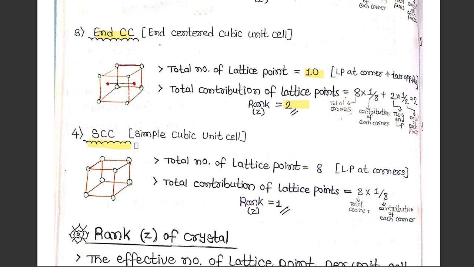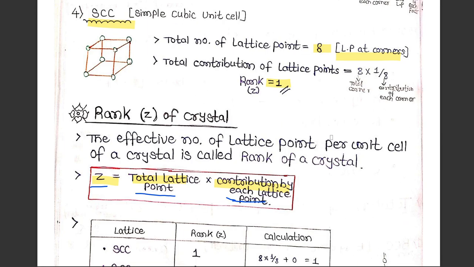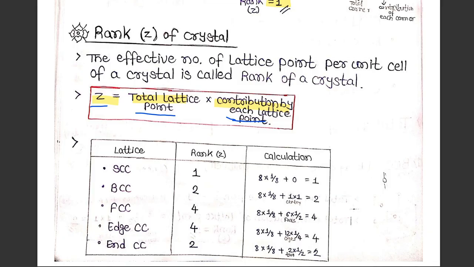In case of simple cubic unit cell, the total number of lattice points is 8, that is, lattice points at the corners, and the contribution of lattice points is 1. That is, rank is 1.